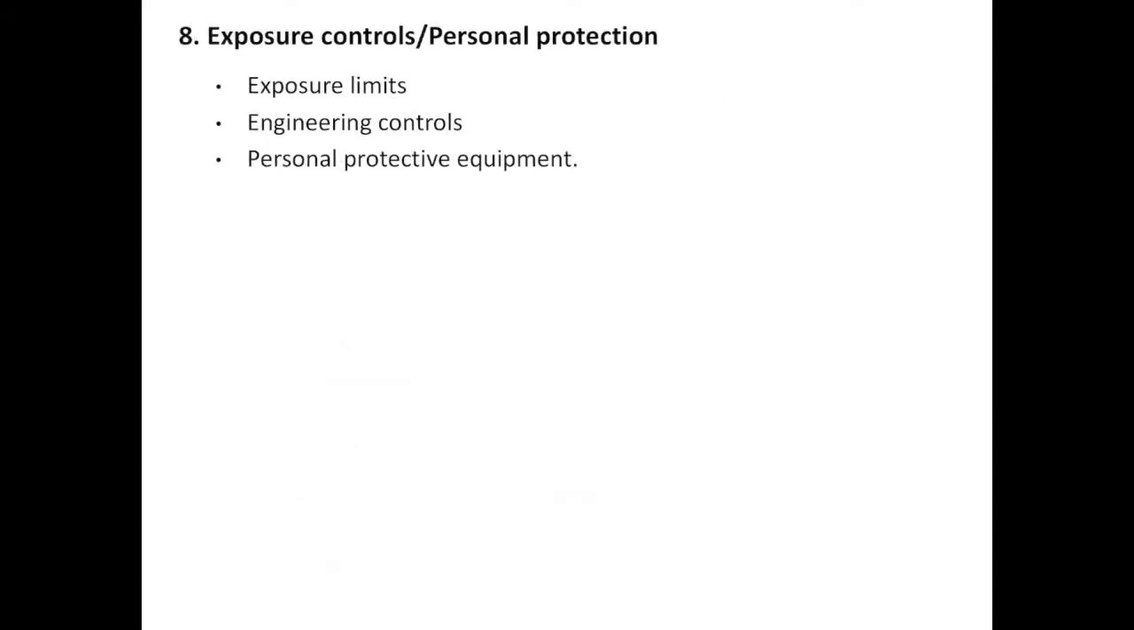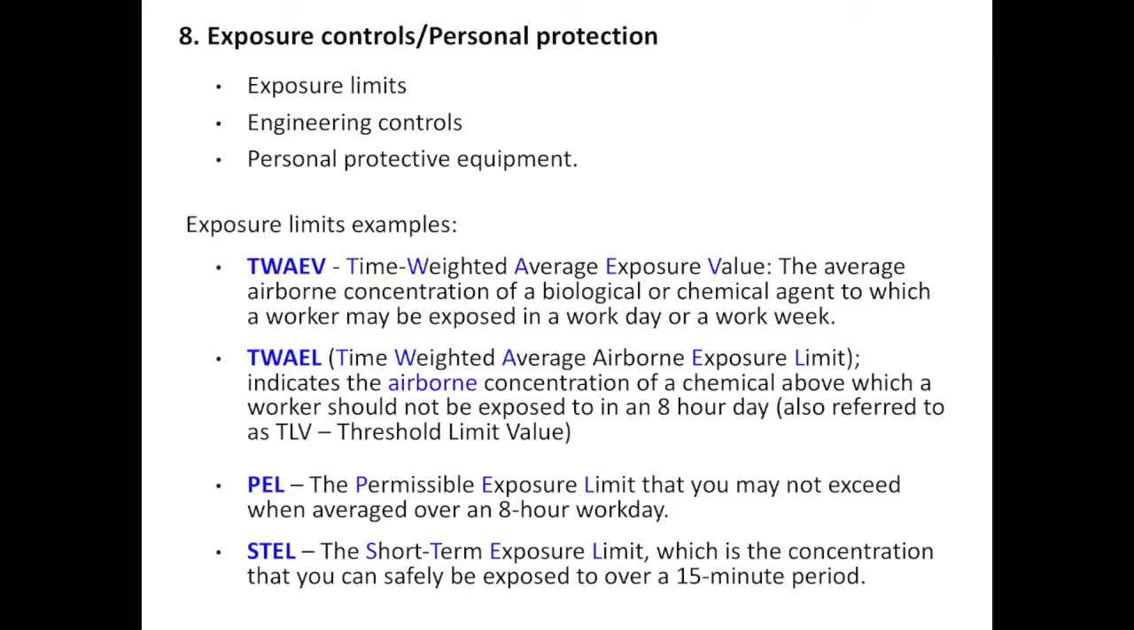Section 8 is all about exposure controls and personal protection. This is where you find things like exposure limits, what type of engineering or mechanical controls you should be using to stay safe, and what type of personal protective equipment you should be wearing when working with the material. It's possible that you're not familiar with exposure limits. There are way too many to list. Here are a few of them.